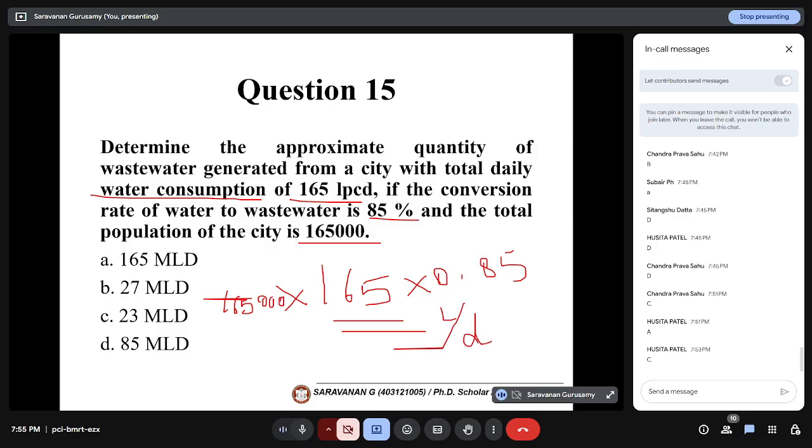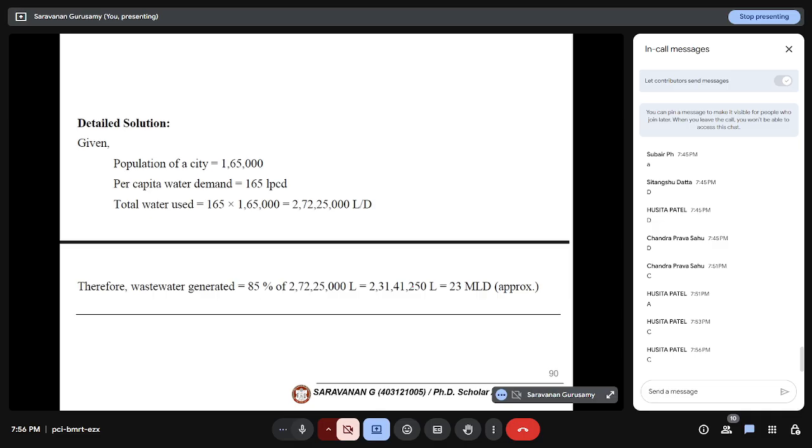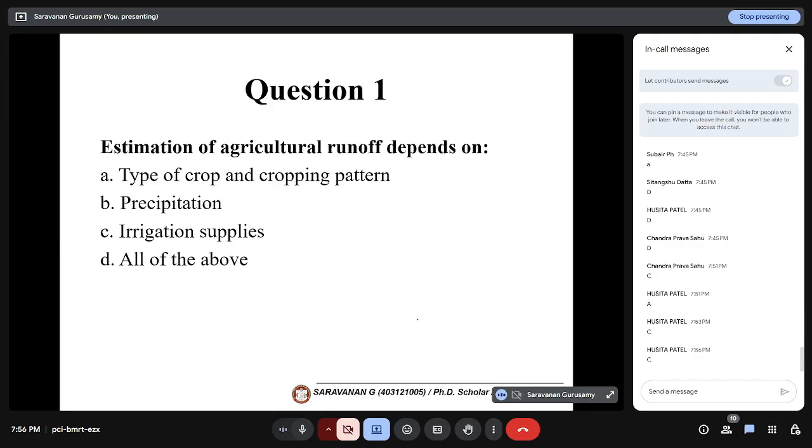So multiply everything, you will get liter per day. But I need it in million liters. So just multiply everything: 165,000 into 165 into 0.85. You will get a big number divided by 10 power 6, because we have to convert it into million. So the answer is 23. Are you getting 23.14 something? Yeah, 23.14. If you convert liters to million, then you will get this.